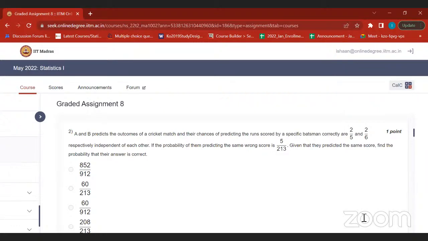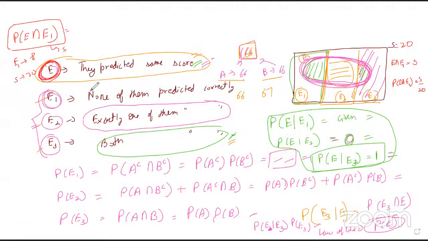No, see, here these events are defined by us only, right? It's not like that. We have to find the probability of predicting the same wrong score, right? Same wrong score. Should we go for it? Let's say.